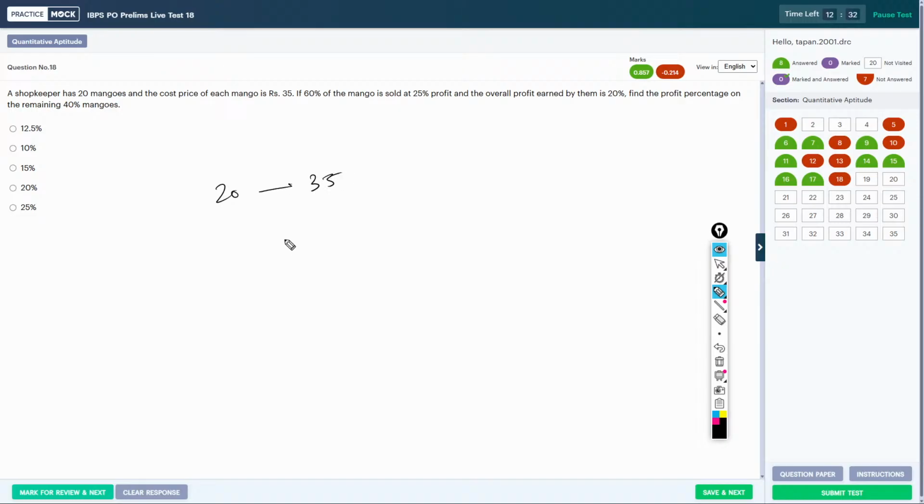A shopkeeper has 20 mangoes and the cost of each mango is 35. 60% mangoes are sold at 25% profit. So percentage is asked. Okay, so 60% mango sold at 25% profit. Overall profit earned is... okay, so 25, 20. I don't know, but the ratio is 6 and 4, or rather 2 and 3. So this is 5 is 2, so 7.5 less, so 12.5.